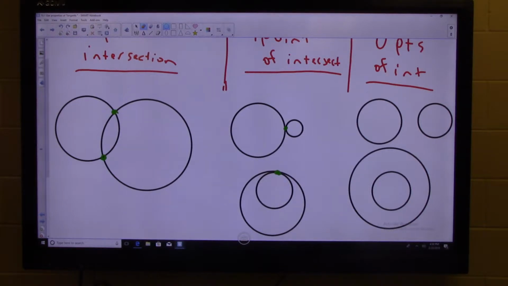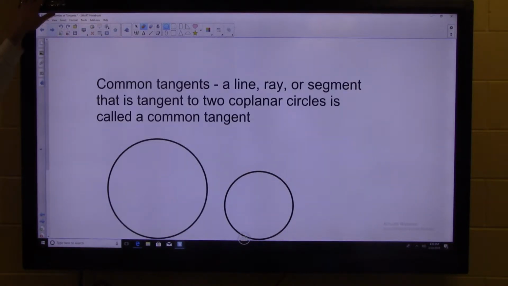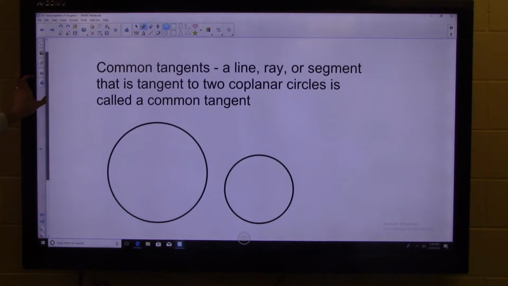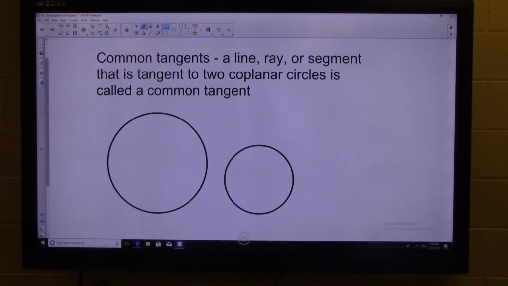All right, I'm going to keep rolling. Common tangents. So here's the definition of common tangents. We'll unpack this in a second. A line, ray, or segment that is tangent to 2 coplanar circles is called a common tangent. So it's one line that's tangent to 2 circles.